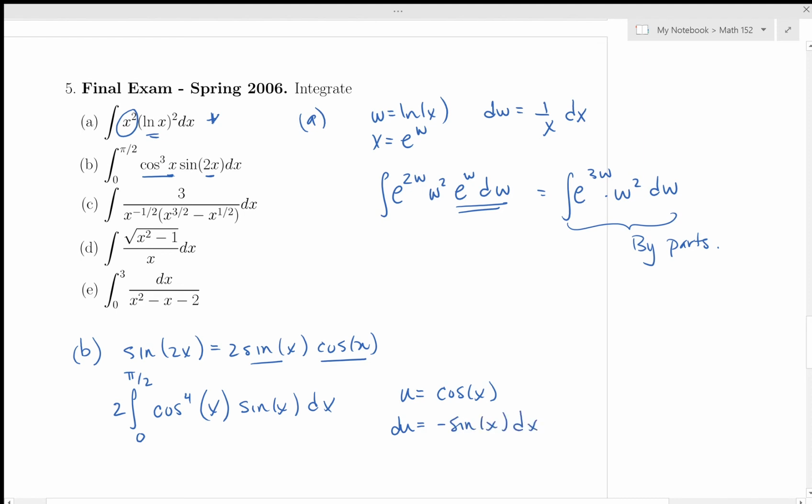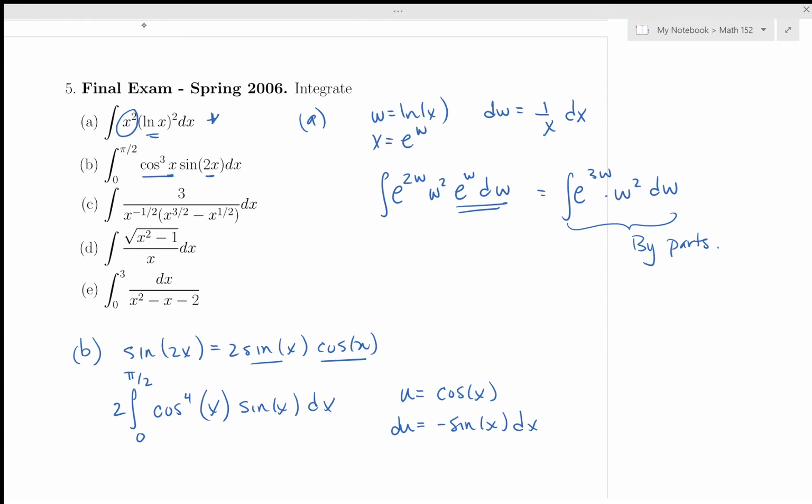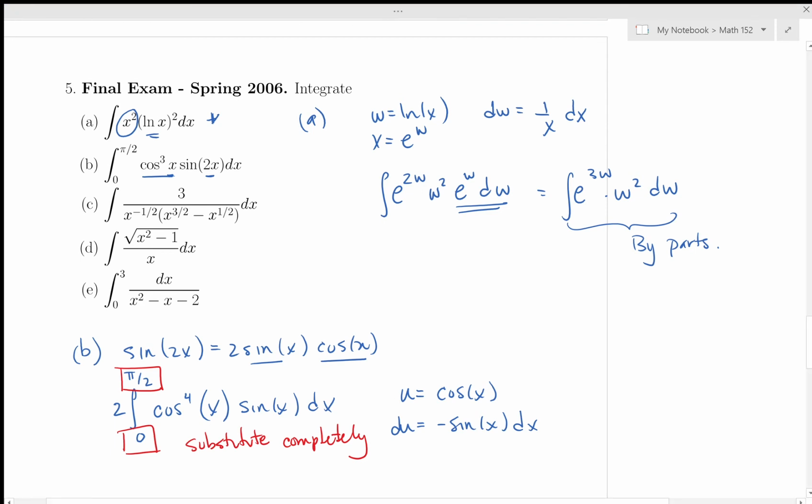You remember, of course, when you do a substitution, you must change these limits. So substitute completely. That is a mistake that is easy to make. You forget to change the endpoints of integration during your substitution. And then you get the wrong answer, and nobody's happy.